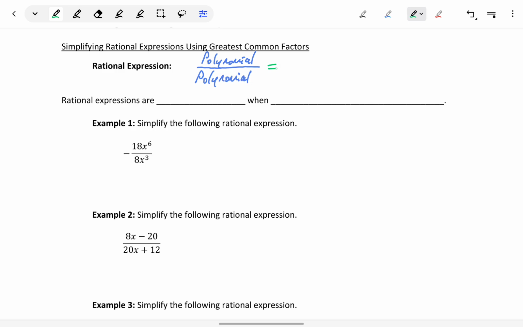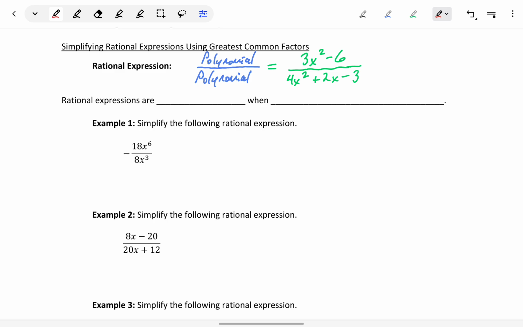So an example of a rational expression could be something like 3x squared minus 6 over 4x squared plus 2x minus 3. So a polynomial over a polynomial is referred to as a rational expression.